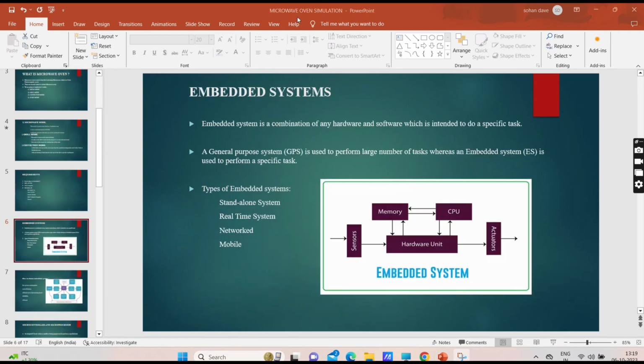So hello everyone, myself Piyush Kumar. I handled the topic of embedded system. So the basic question arises, what is an embedded system? So embedded system is a combination of any hardware and software which is used to do a specific task.